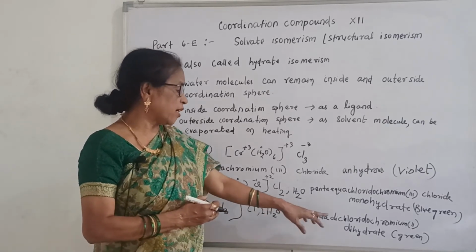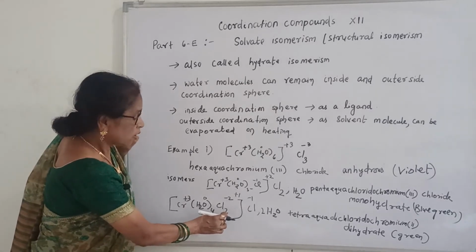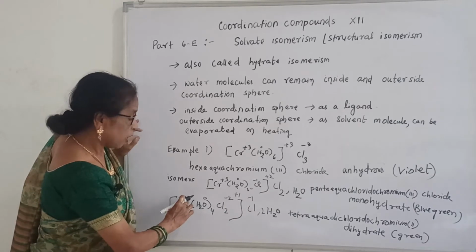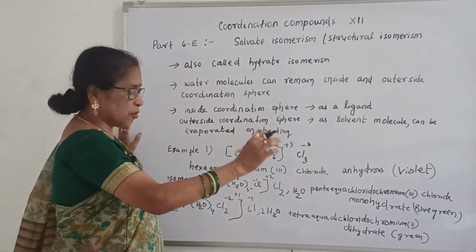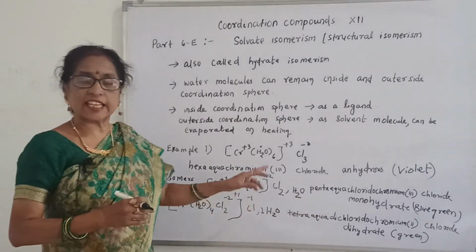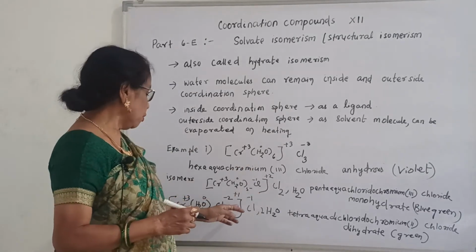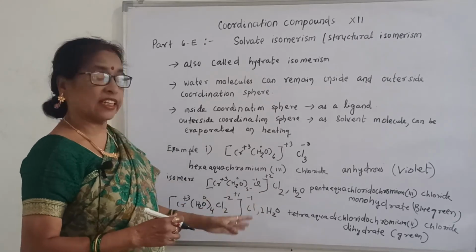Tetraaqua dichlorido chromium(III) chloride. That means chromium is how much? +3. Dichlorido chromium(III), in Roman numeral, and that is chloride outside. So the name is tetraaqua dichlorido chromium(III) chloride. The color is green. This is the dihydrate.